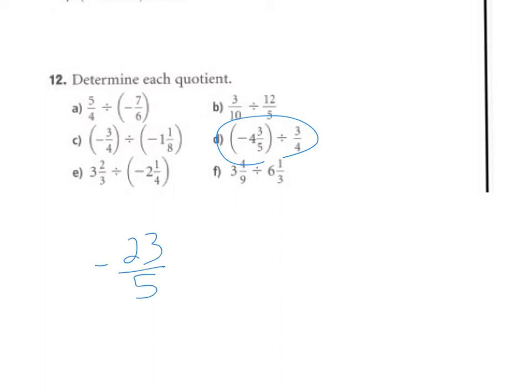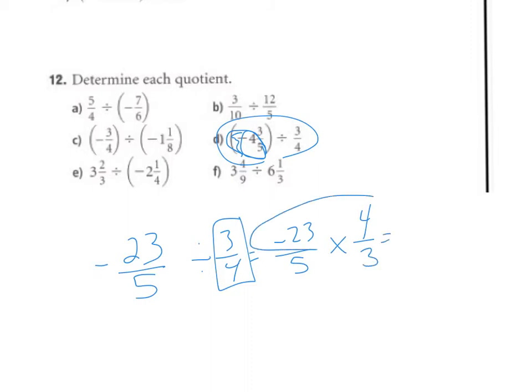I put the negative out in front. Don't make the mistake of doing 5 times negative 4. I don't want to do that. It's just 5 times 4. I'm going to divide that by 3 over 4. I have to rewrite that as negative 23 over 5. Multiply by this reciprocal.